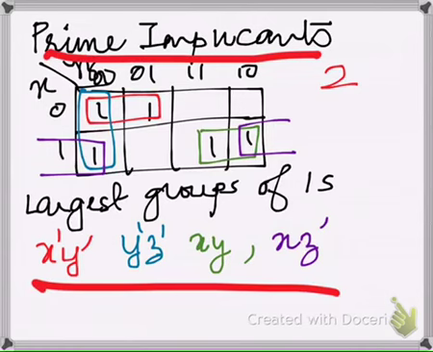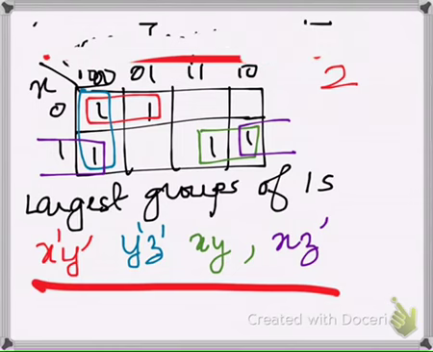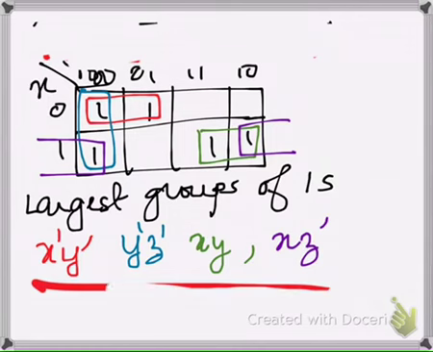So if you see here, let me just remove this. So we want to find our essential prime implicants. These are our prime implicants. Out of these, some will be your essential prime implicants. Essential prime implicants are the ones which appear only in one group.